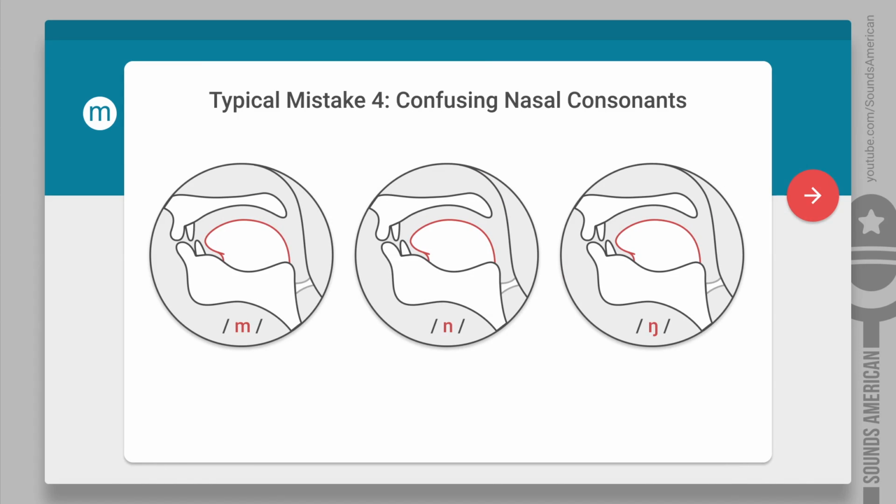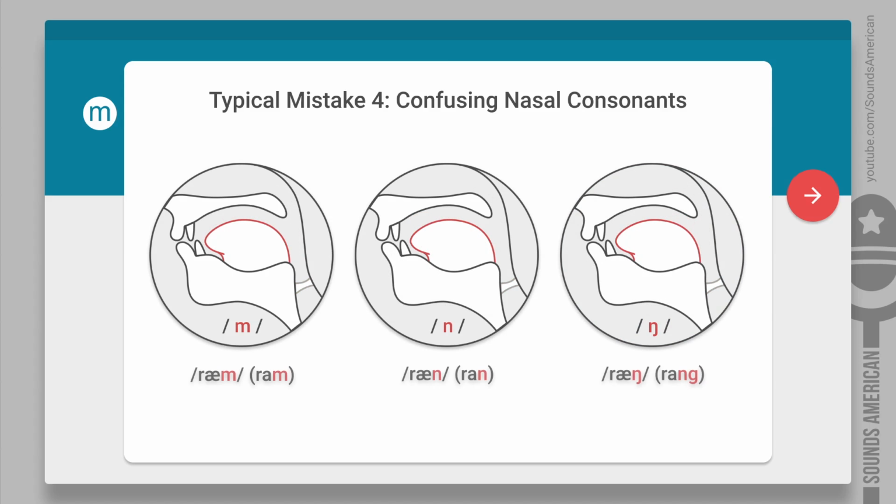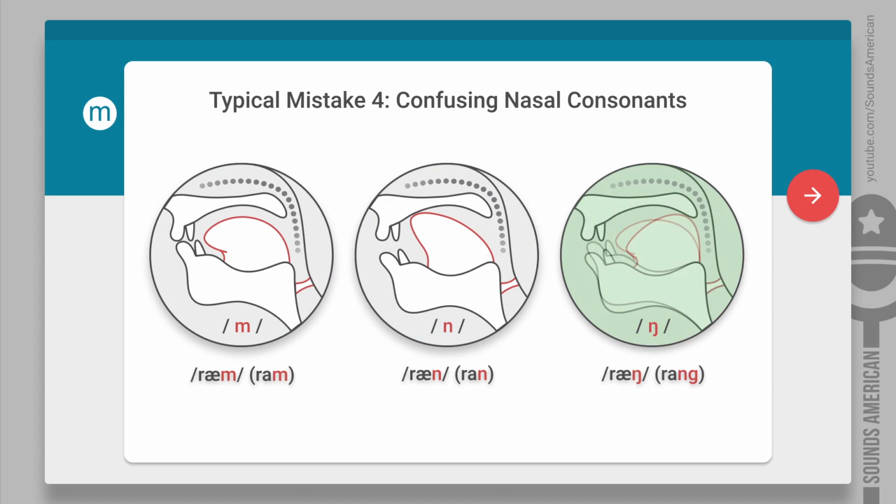Number 4. Finally, some people confuse the nasal sounds. The M, the N, and the NG. Guess what happens? Correct. It can change the meaning of the words. Compare. Ram, ran, rang. Three absolutely different words.